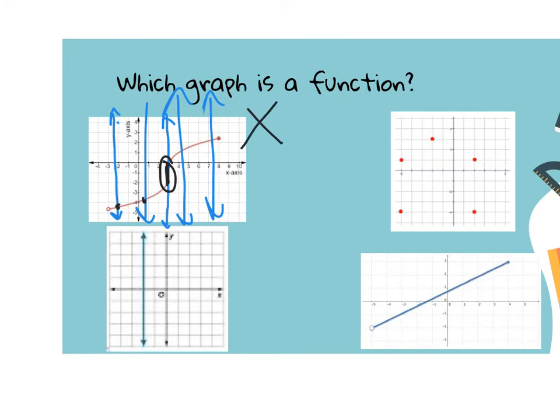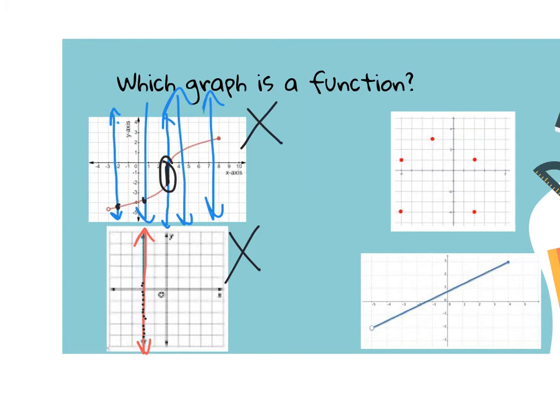Now let's come over to this line right here. This is already a vertical line. So when you put a vertical line on top of a vertical line, that means that you are touching the graph in all of these points right there. So that again is not a function. It fails the test.